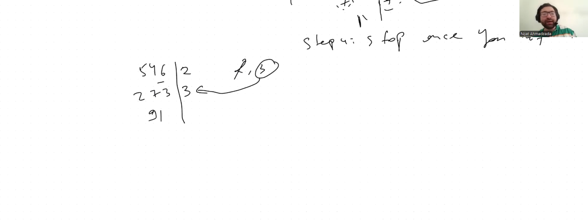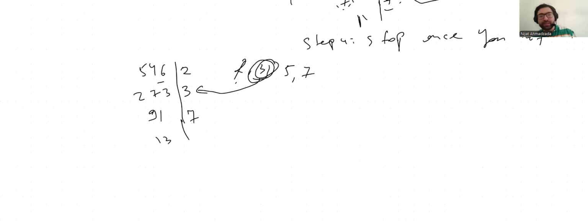And for 91, we're not gonna try 2 anymore because 2 didn't work the last time. We'll continue with the next smallest one, which was 3. We try 3, didn't work. We try 5, didn't work. We try 7, does work. So this is 7. Result is 13.